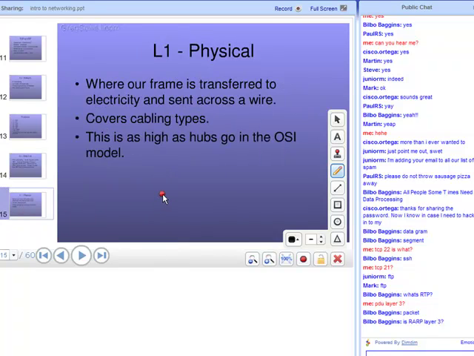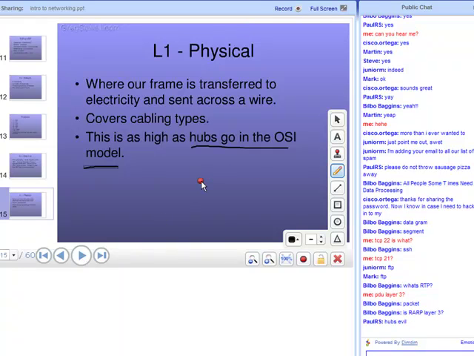Moving on, the physical layer. This is the easy one. It's where the electricity happens. This one is going to be your cabling standards, all that good stuff. This is where hubs go in the OSI model. We're going to talk about hubs in a second. The frame is transferred to electricity and sent across a wire. This is all your ones and zeros. This is where the magic happens. Layer 1. But generally, when I'm troubleshooting, I work my way up: Please Do Not Throw Sausage Pizza Away. Hubs are evil. Indeed.